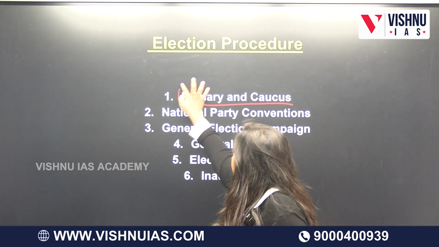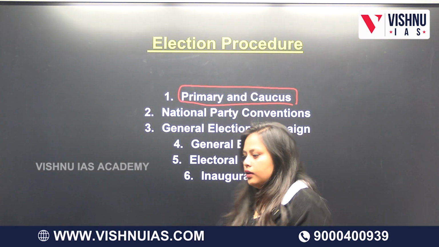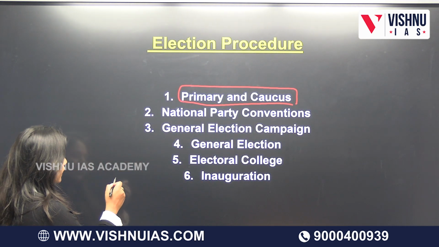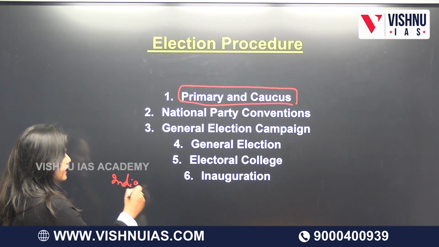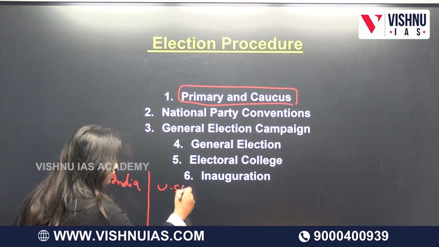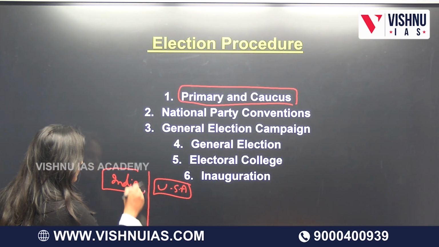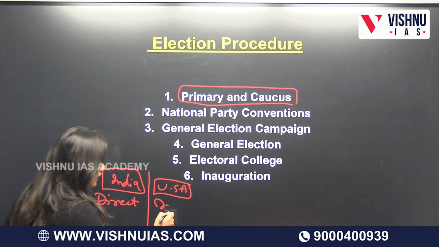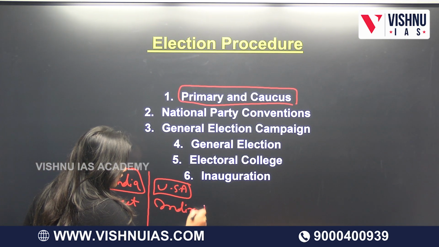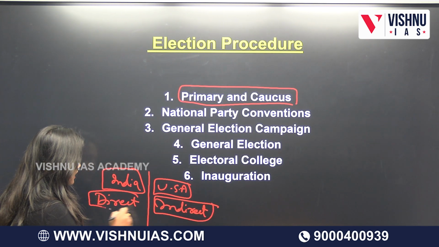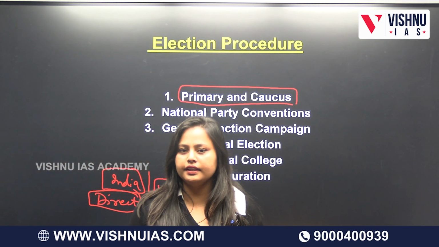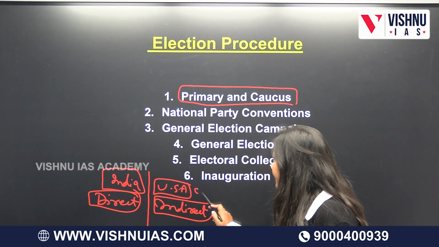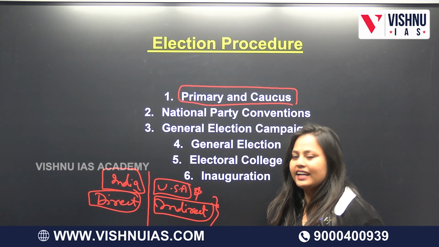Okay, as I told, primaries and caucuses. Now, we'll compare this procedure with India, then we will understand in a better way. We follow direct elections. They follow indirect elections. This is a major difference. And we know that we have a parliamentary form of government and they have a presidential form of government. Those are the basic differences. So in detail, we'll see how the procedure is done for these indirect elections.